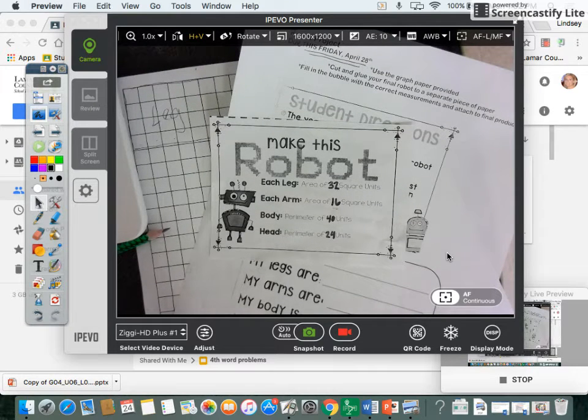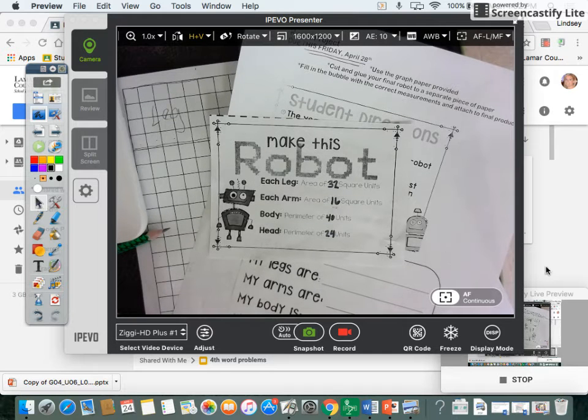Any questions about that? Y'all think y'all can do it? Yes. Can we color the robot? Yes, you can color the robot. Yes. Can we do it at home? Yes, this is a home project, and it's due when? Friday. Friday.